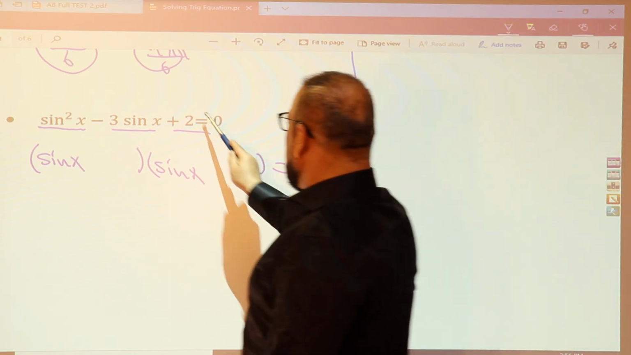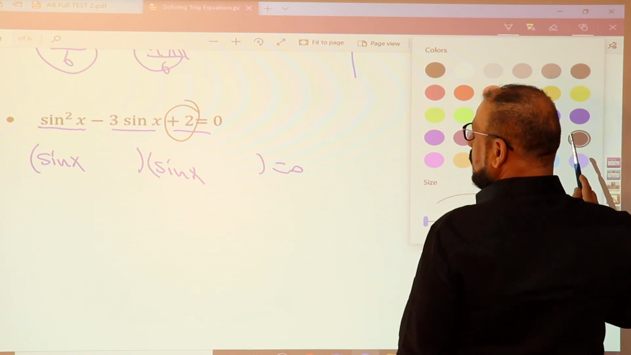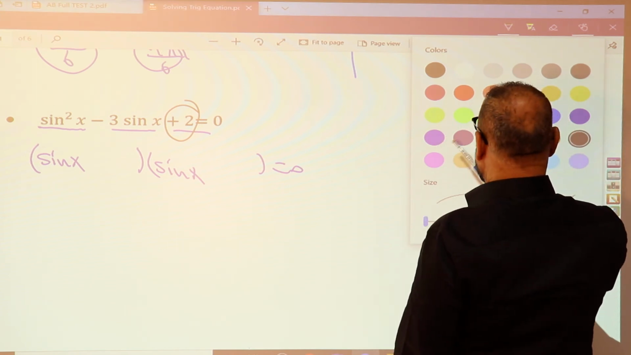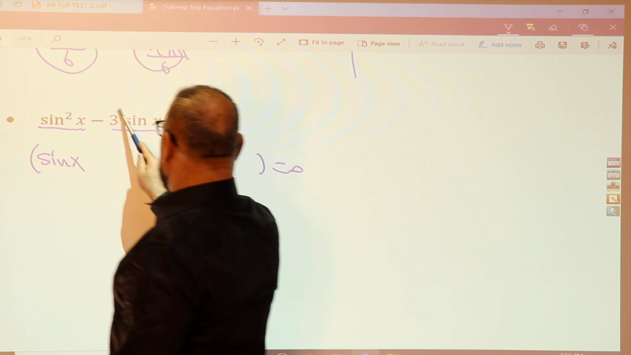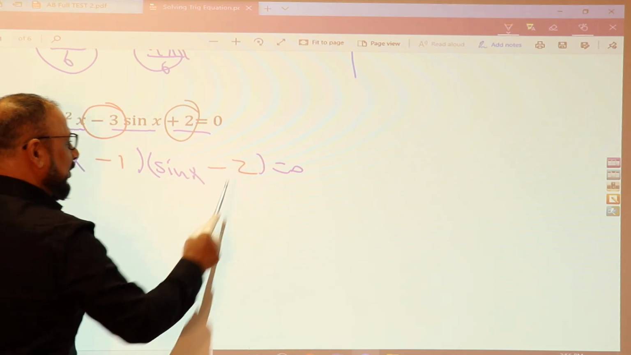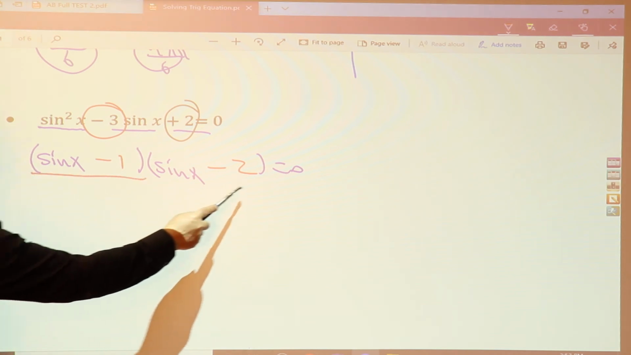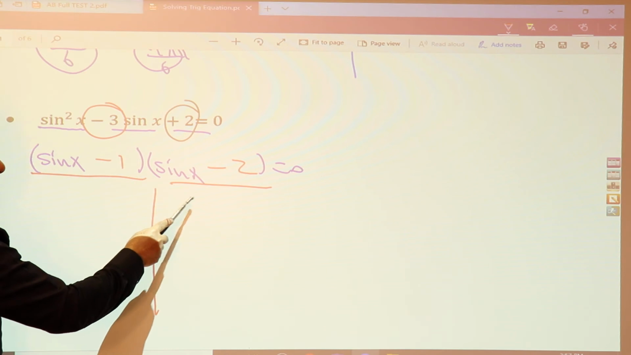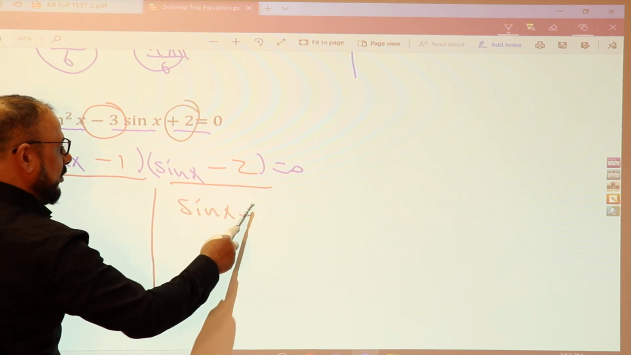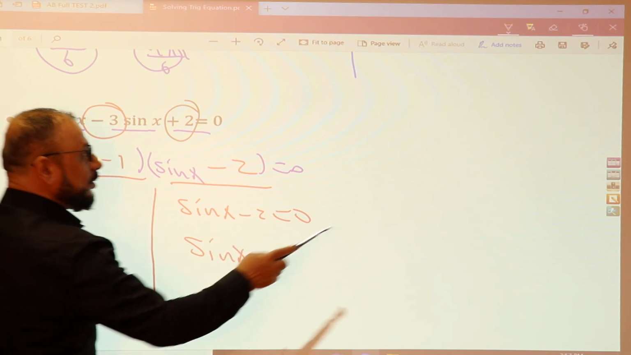Then you ask yourself, I need two numbers that multiply to 2 and add up to -3. What are these two numbers? Come on. 1, 2, 3. -1 and -2. Okay. Then you take each one separately. You take sine x minus 2 equals 0. Plus 2, plus 2.